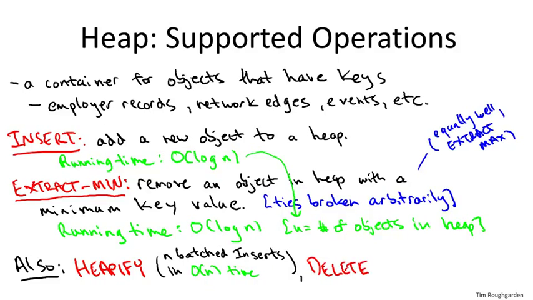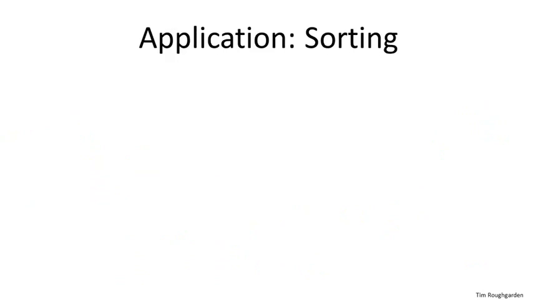Log n for each of the n inserts. But there's a slick way to do them in a batch, which takes only linear time. So that's the heapify operation. And another operation which can be implemented, although there are some subtleties, is you can delete not just the minimum, but you can delete an arbitrary element from the middle of a heap, again in logarithmic time. I mention this here primarily because we're going to use this operation when we use heaps to speed up Dijkstra's algorithm. So that's the gist of a heap.